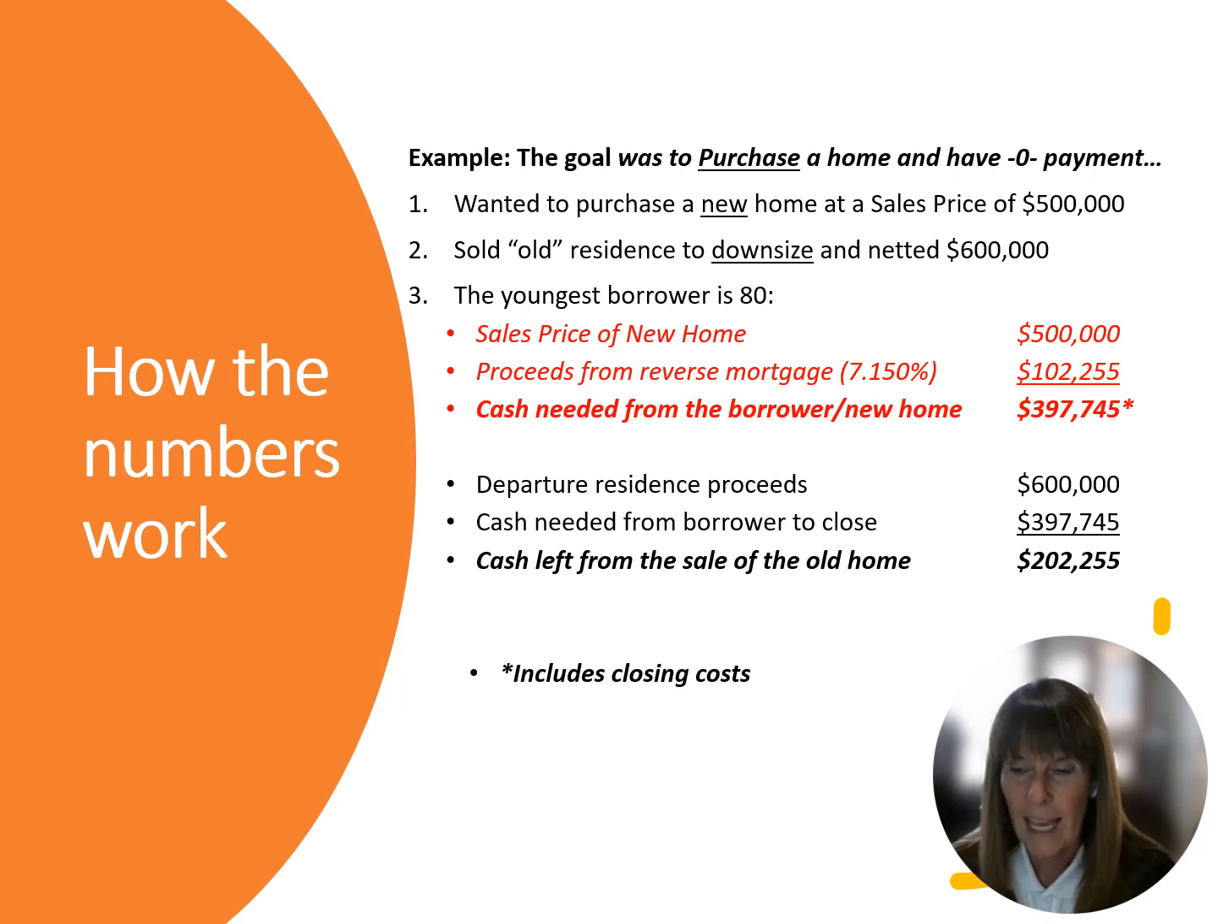$397,745. Okay, right under that, remember they sold their bigger house for $600,000. Now they know they need $397,000 for the new house, and the cash left over once they do the reverse mortgage is $202,255, versus they would have only had $100,000 left over if they had just paid cash for the house. This becomes very important when we start getting into those financial goals and the financial puzzle that we talked about earlier. There's a lot of difference between $100,000 and $200,000.